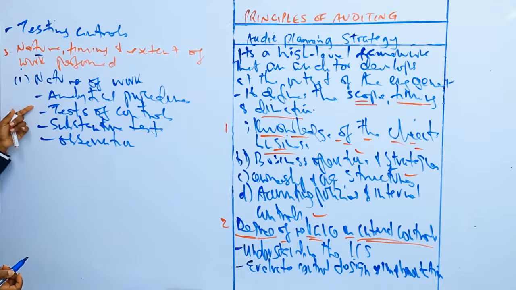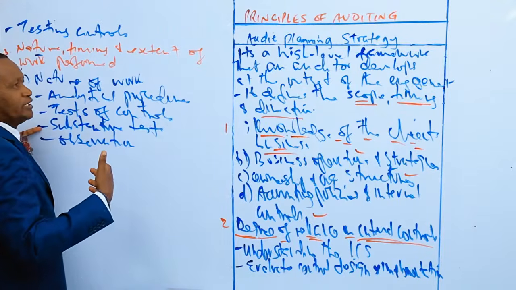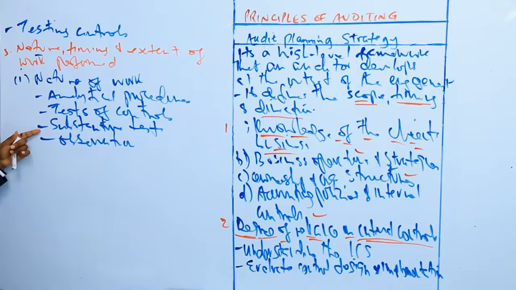So analytical procedures refers to analyzing relationships and trends in the financial data. Then you have tests of control. That means evaluating the effectiveness of internal controls. Then you have substantive tests of details. That means examining individual transactions or account balances. For example, inspecting invoices or inspecting the receipts or bank balances and so on.